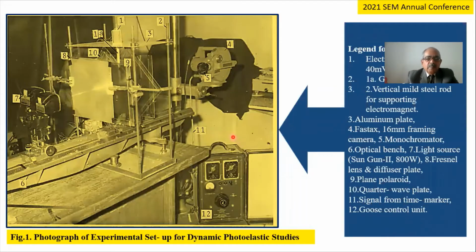The arrangement for the dynamic photoelasticity experimental setup is shown in this photograph. The main camera is in the number 5 position, and the optical arrangement is kept in the frame, along with the guide pipe and the electromagnet. This is supported over a platform, namely aluminum, a non-contacting material, so that it doesn't have contact with the electricity. The two sun guns, as you see here, and the control will be discussed later through the goose control unit.